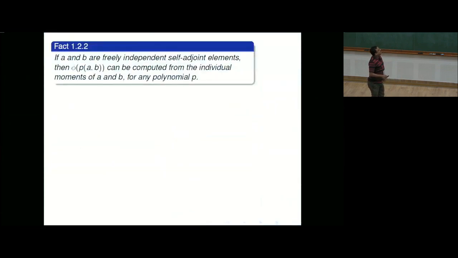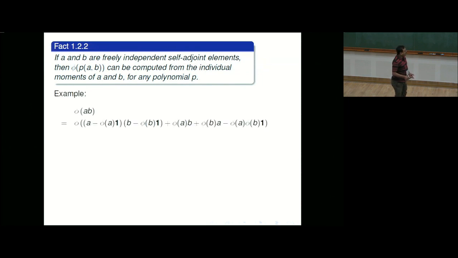So if A and B are freely independent self-adjoint elements, then phi of any polynomial in A and B can be computed from the individual moments of A and B. In other words, saying that A and B are freely independent is like a description of the joint distribution. So if you know the marginals of A and the marginals of B, you can compute the joint distribution.